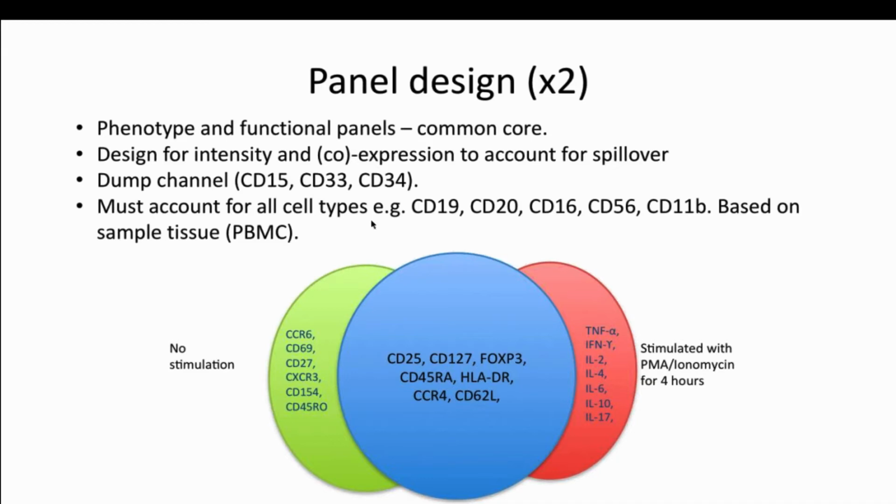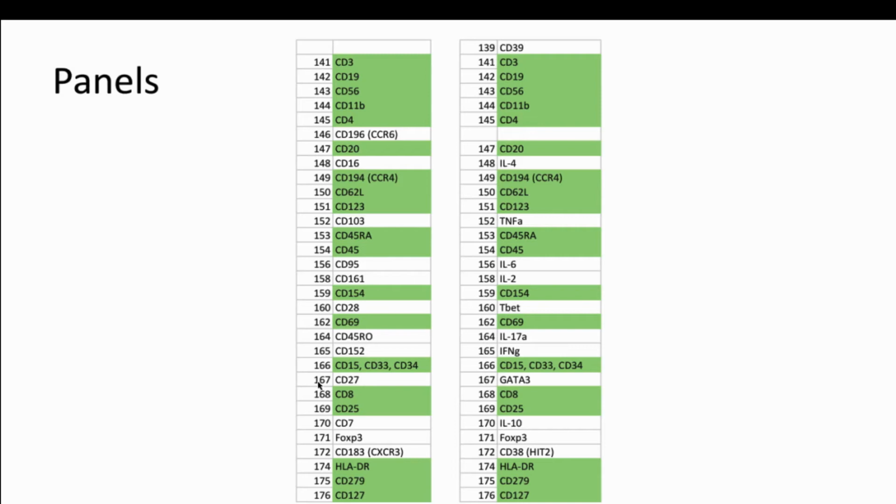So we had two conditions. The stimulation one was a four-hour stimulation with PMA and ionomycin. And that meant that we were able to look for some other markers which we wouldn't expect to see in the non-stimulated cells. So here are the two panels side by side.